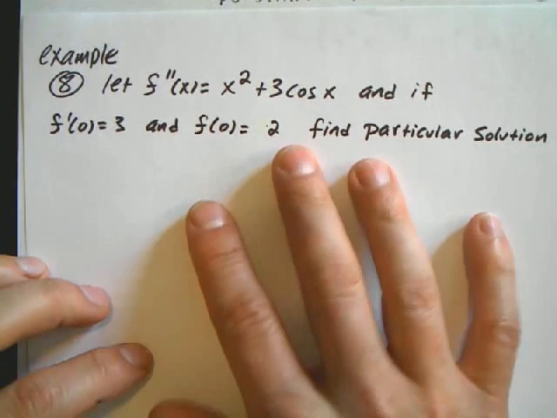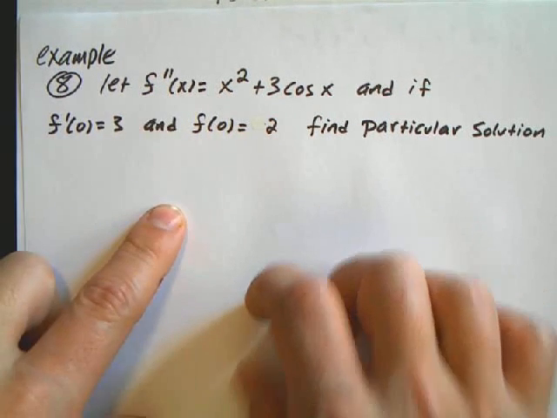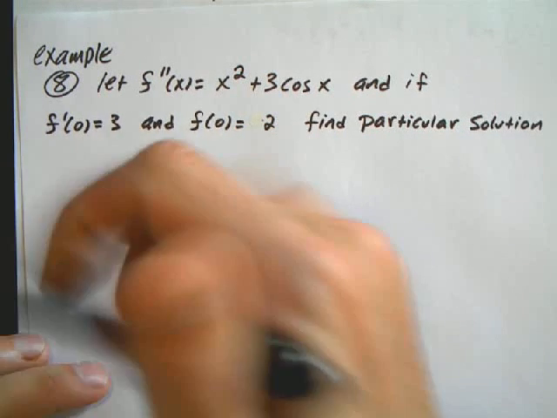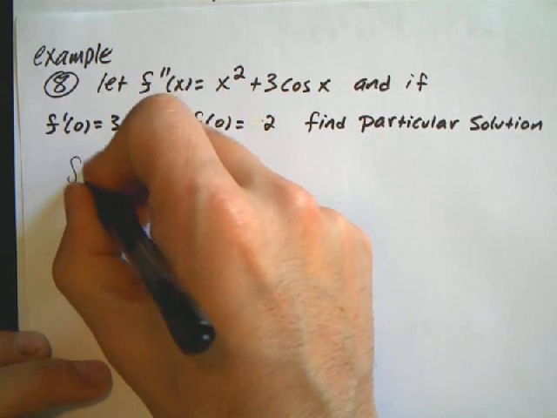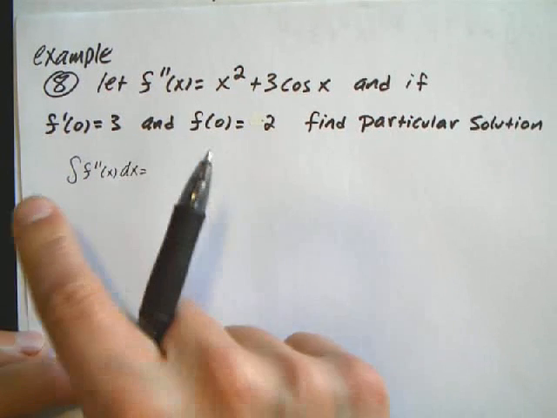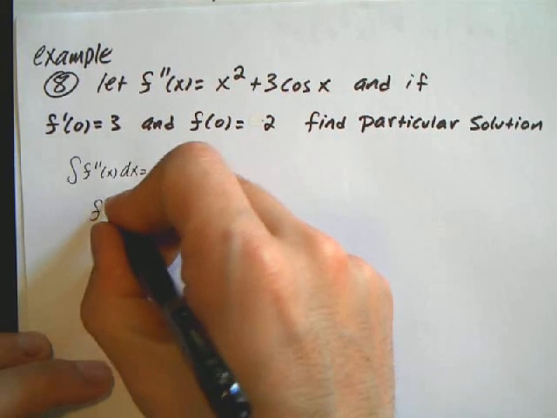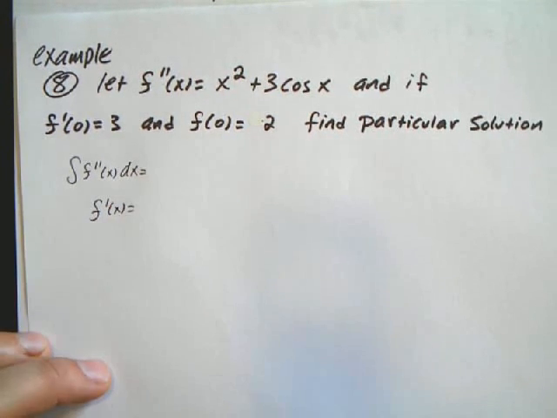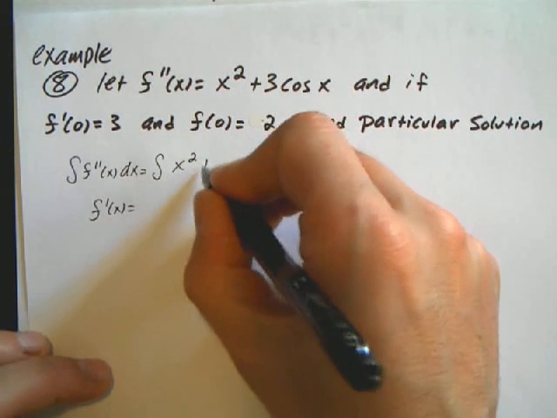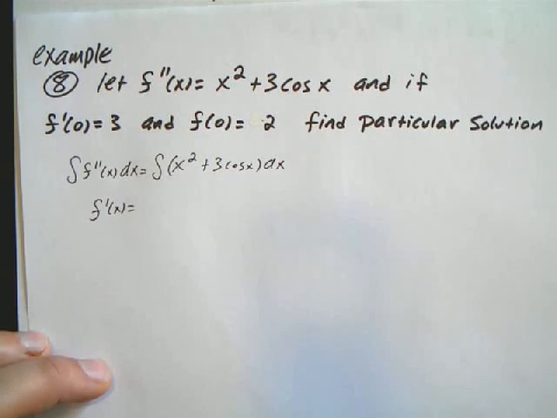So in this example, I'm starting at the second derivative stage, and I want to work my way all the way back to the function and find a particular solution. If I take an antiderivative of a second derivative, I'm going to end up at the first derivative stage. So I take the integral of my second derivative, which is x squared plus 3 cosine of x dx, and apply the power rule.